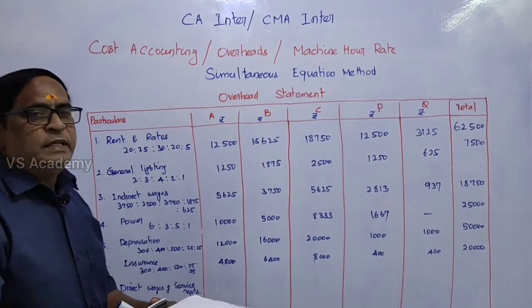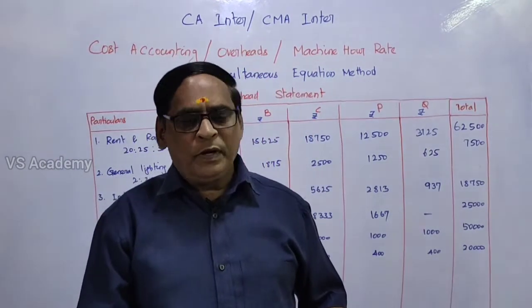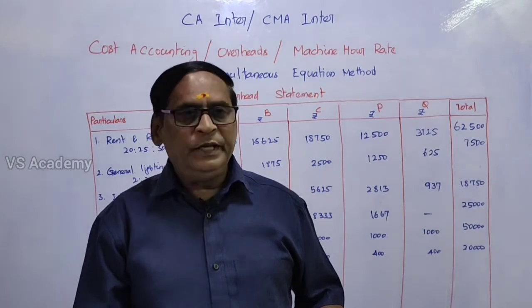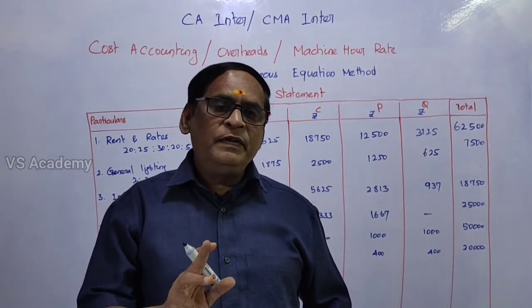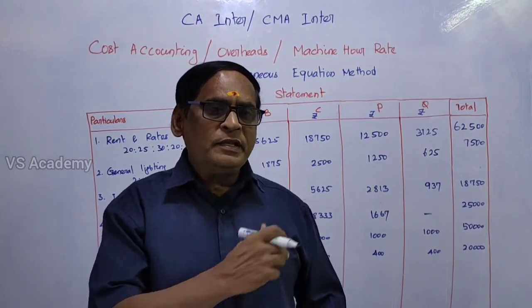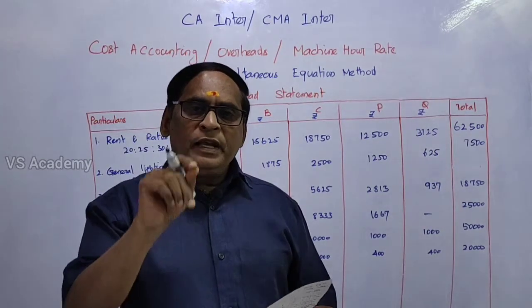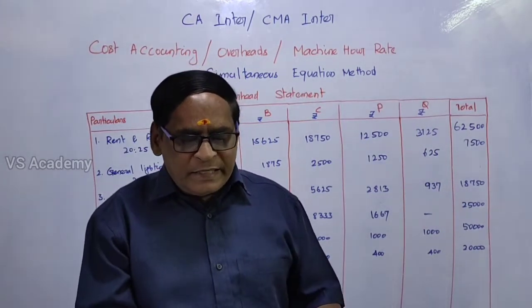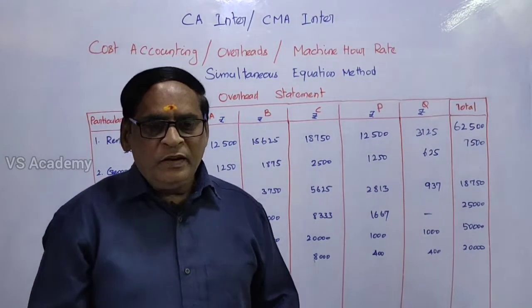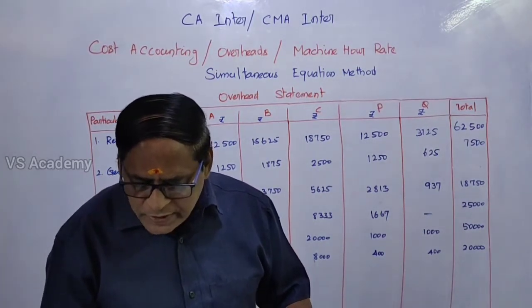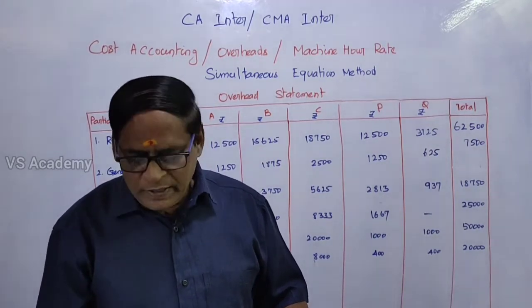And then direct wages. In the question itself, the first line gives the direct wages of all departments, production departments P1, P2, P3. We need not take the direct wages of production departments, only overheads, because the chapter is overhead distribution. But we can apportion the direct wages of servicing departments S1, S2. That amount is given: 18,750 for S1, 6,250 for S2.